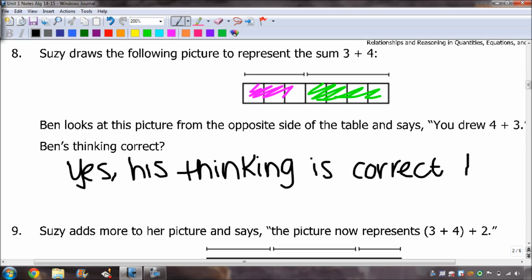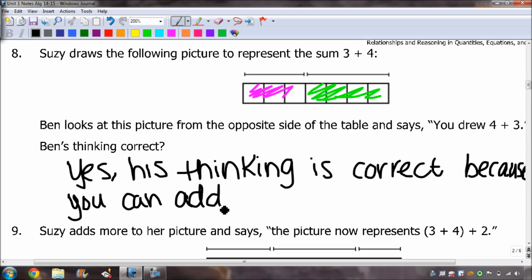Because you can add in any order you want. And hopefully you know what property it is that says that you're allowed to add in any order you want, okay?